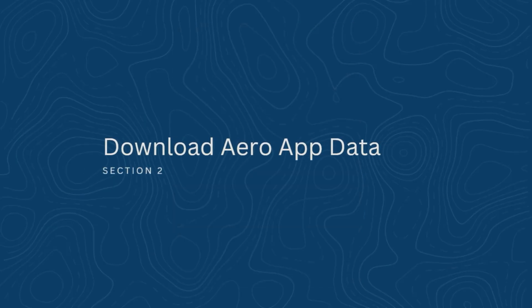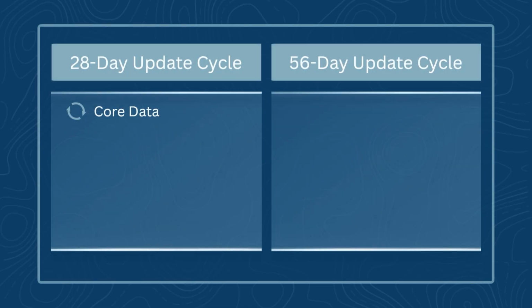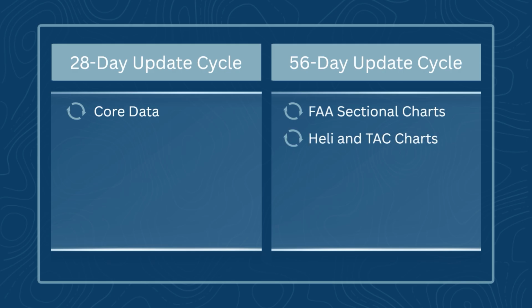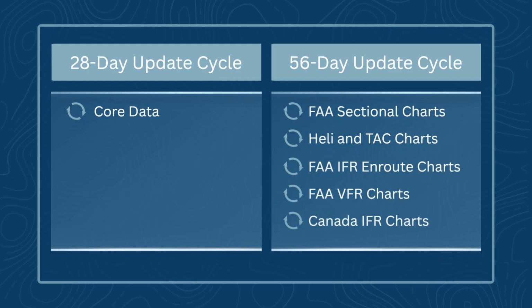Welcome to Section 2 of the Getting Started series, where we will discuss the different ways to download Aero App data. Core data is updated every 28 days on a per-cycle basis. However, certain data types such as FAA sectional charts, helicopter and TAC charts, FAA IFR en route charts, FAA VFR charts, and Canada charts are updated on a 56-day cycle. To ensure you're using the most current data for your mission, we recommend using these timelines as a guide for when to check for new data.